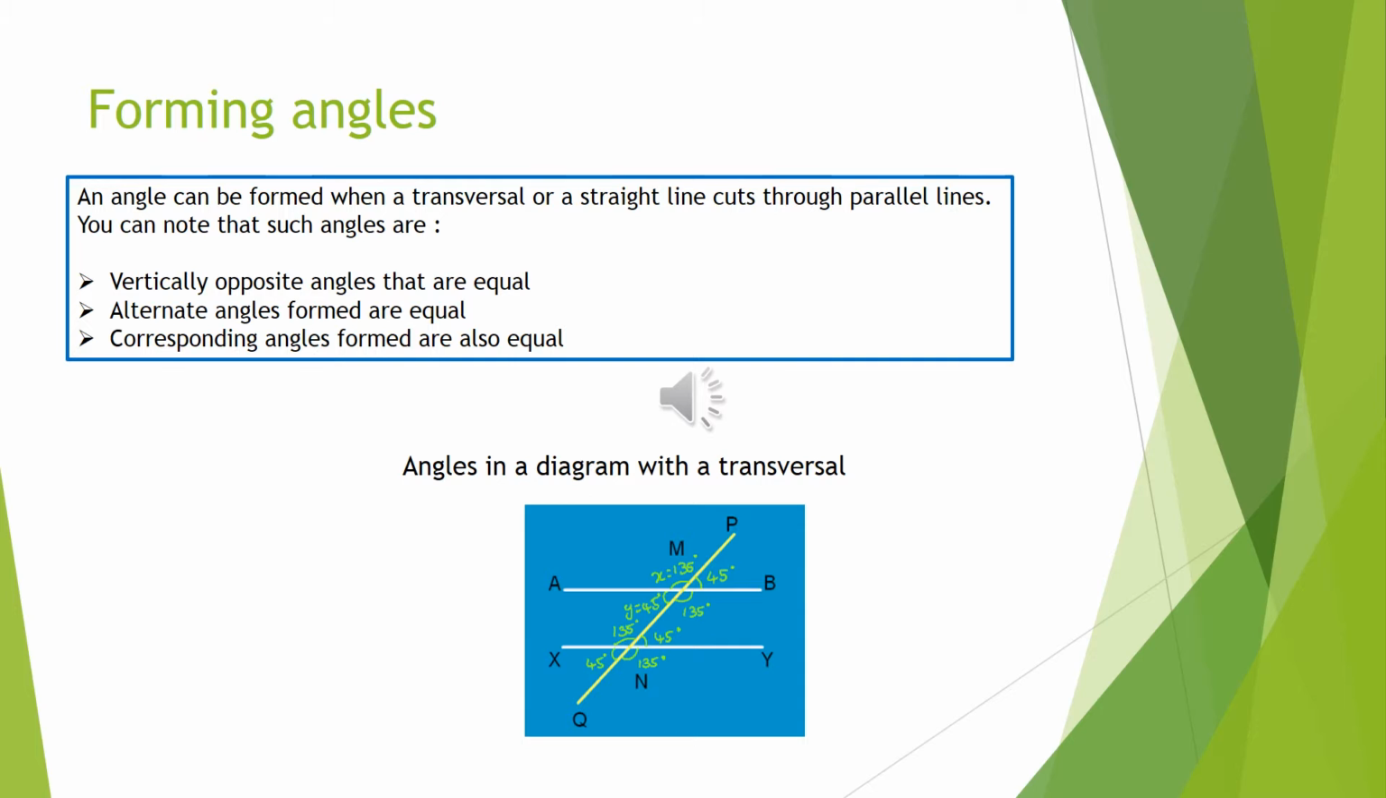We know how to measure angles now, but why not try forming them? An angle can be formed when a transversal or a straight line cuts through parallel lines. You can note that such angles are vertically opposite angles that are equal. Alternate angles formed are equal. Corresponding angles formed are also equal. The below image is of angles in a diagram with a transversal.